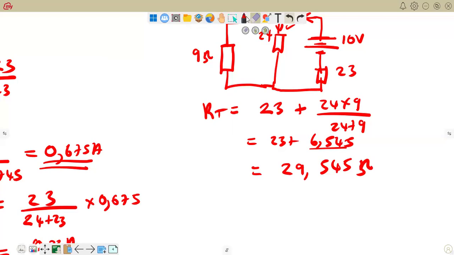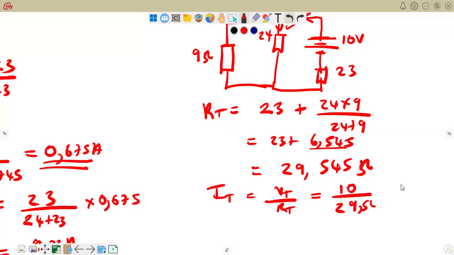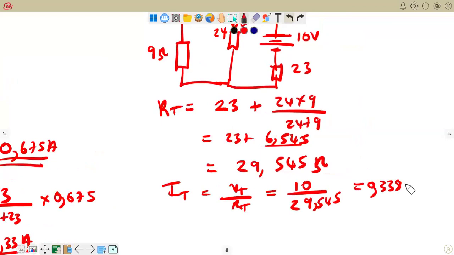Okay, so IT, the total current over RT, because as I will use the current divider, I will still have to use the total current as well. So that's VT over RT, that's 10 divided by the total resistance, 29.545, and that will give me 0.338 amperes. That marks my total current using the 10 volts source.